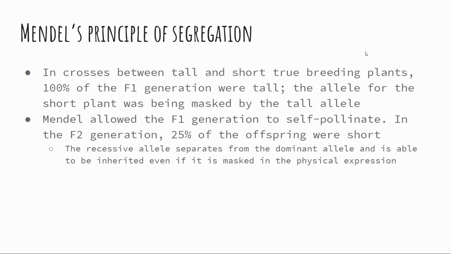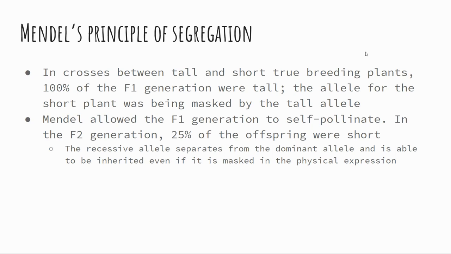Mendel's principle of segregation. So in a cross between tall and short true breeding plants, 100% of the F1 generation were tall, and the allele for the short plant was being masked by the tall allele. Mendel allowed the F1 generation to self-pollinate. In the F2 generation, 25% of the offspring were short. So the recessive allele separates from the dominant allele and is able to be inherited even if it is masked in the physical expression. Right?